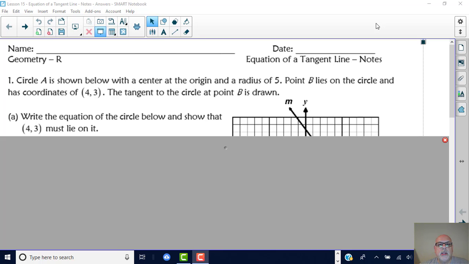Hello ladies and gentlemen, and welcome to this geometry screencast lesson on the equation of the tangent line. Let's just remember, the tangent line is a line that touches the circle in exactly one point.